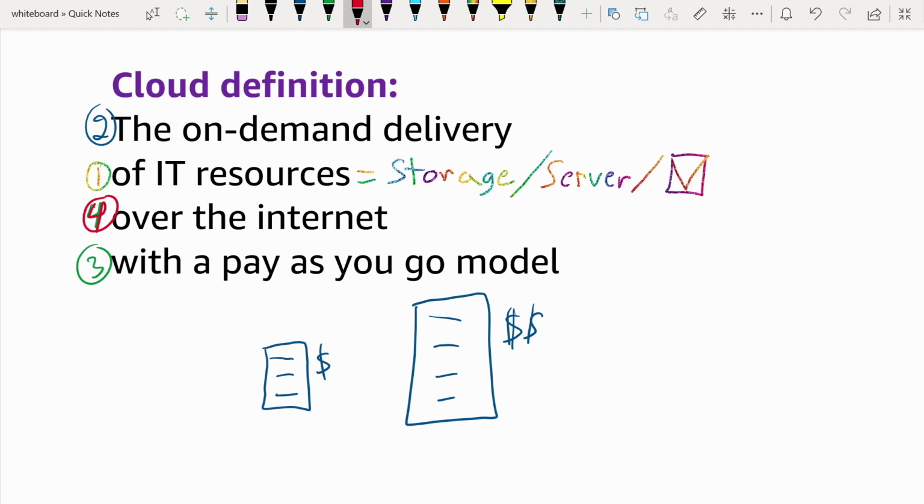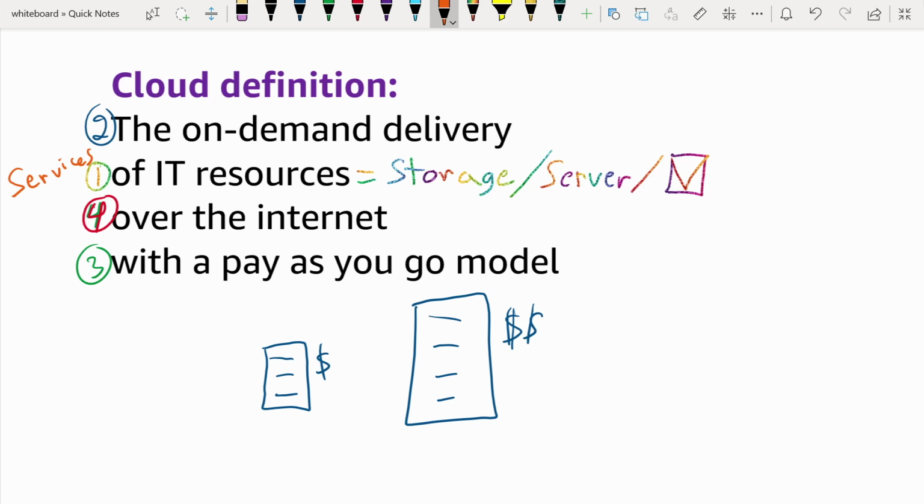To get to those resources, you'll go to a website that is called aws.amazon.com. And you ask for those resources. So there you have it. That's the definition of cloud. Now, the cloud of Amazon is called Amazon Web Services, or AWS for short. Instead of calling it IT resources, we call them services. A service of storage, a service of emails, a service of servers.